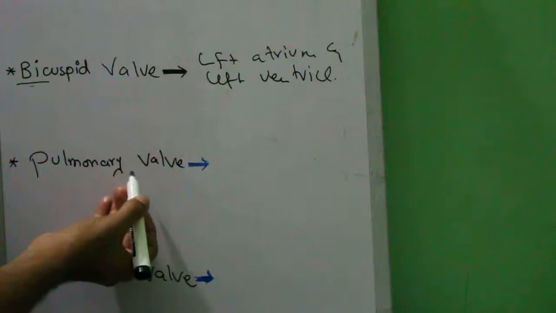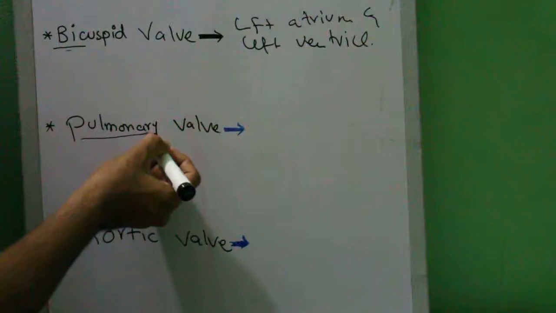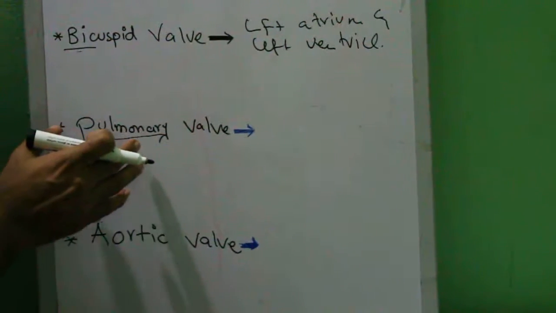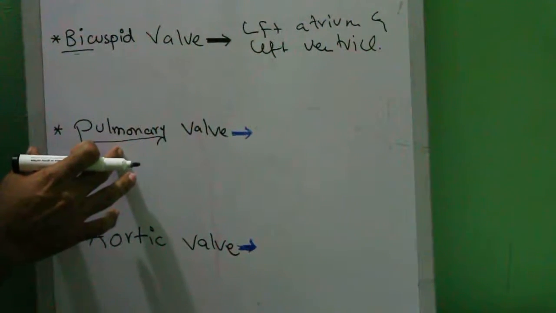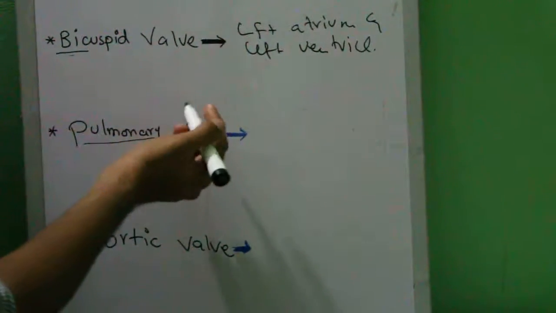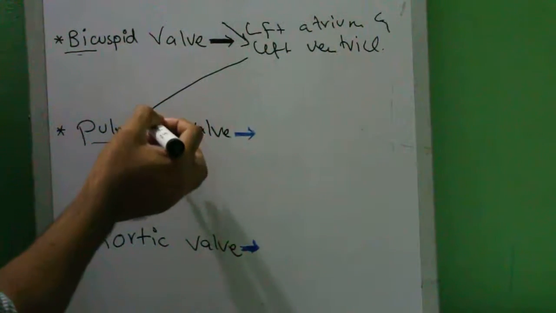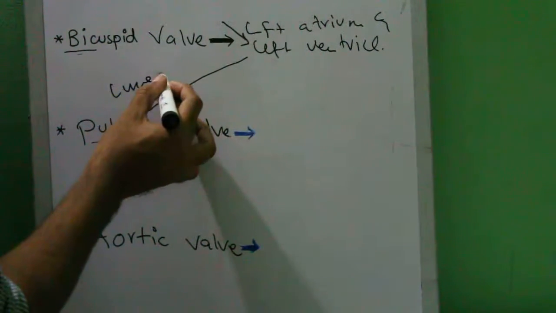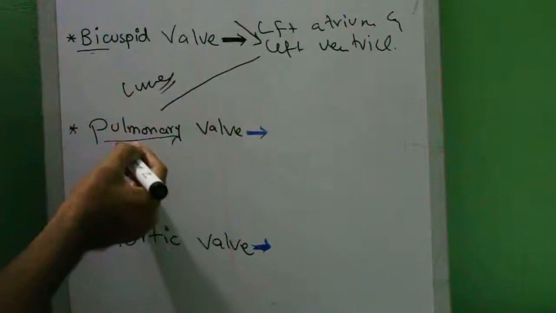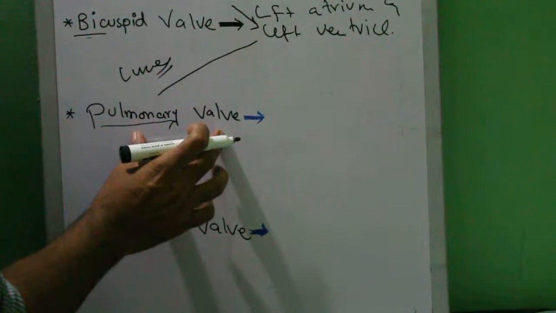Now the third valve of the heart is pulmonary valve. The name pulmonary suggests that the blood is going to the lungs now to get some oxygen. The blood gets oxygenated in the lungs. Now the blood that has reached the right ventricle goes into the lungs. Why? Pulmonary valve. Now let's know the location of pulmonary valve.